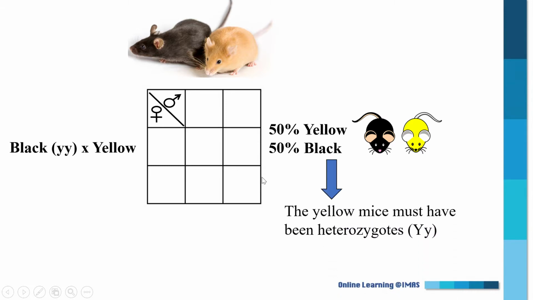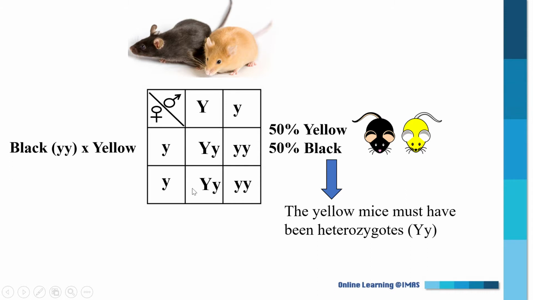Okay, so it suggests that the yellow mice must have been heterozygote. So it will be capital Y, small y for the yellow and small y, small y for the black. Then your offspring will be capital Y, small y, capital Y, small y, and small y, small y. So 50% are yellow and 50% are black. This is the first part of the experiment, your F1.